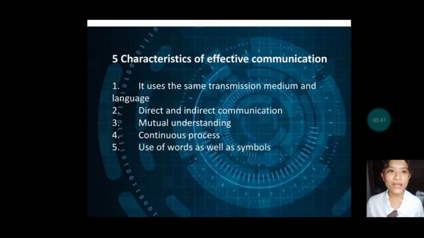So these are the 5 characteristics of effective communication. Number 1, it uses the same transmission medium and language. Number 2, direct and indirect communication. Number 3, mutual understanding. Number 4, continuous process. And number 5, use of words as well as symbols.